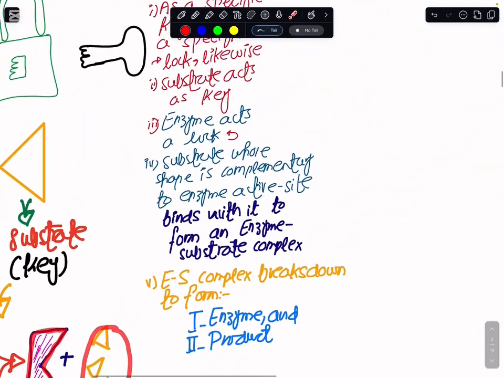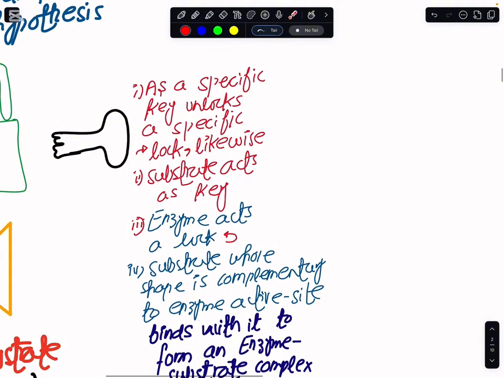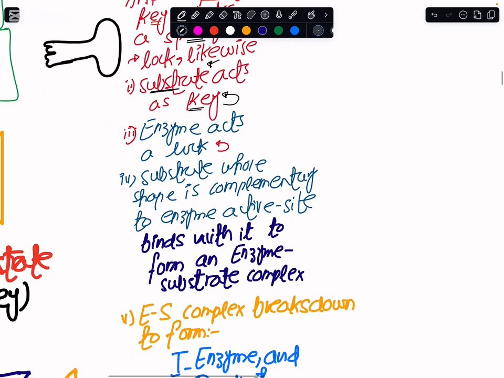If you are required to remember the explanation for this, and how you would describe it to your examiner, you would say that as in daily life, a specific key opens up a specific lock. Likewise for the enzymatic reaction, any of the substrates that we have for the enzymatic catalysis would act as a key. An enzyme, on the other hand, would act as a lock.